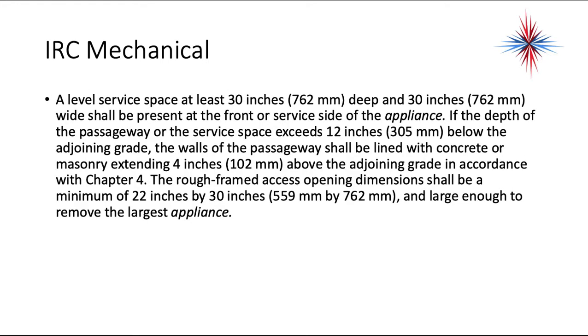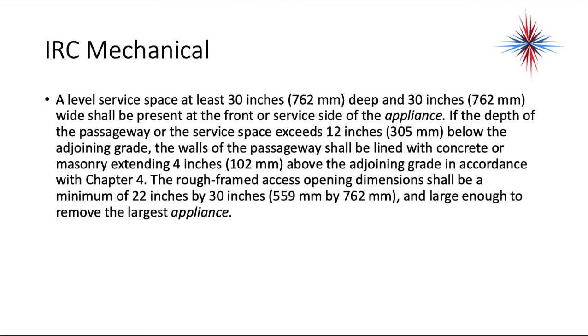A level service space of at least 30 inches deep, 30 inches wide shall be present at the front or service side of the appliance. If the depth of the passageway or the service space extends 12 inches below the adjoining grade, the walls of the passageway should be lined with concrete or masonry extending 4 inches above the adjoining grade in accordance with Chapter 4. The rough framed access opening dimensions shall be a minimum of 22 by 30 inches and large enough to remove the largest appliance.